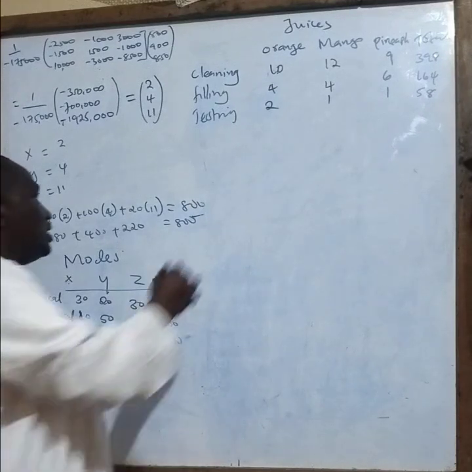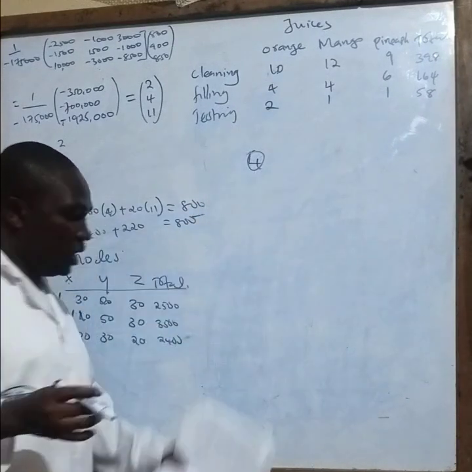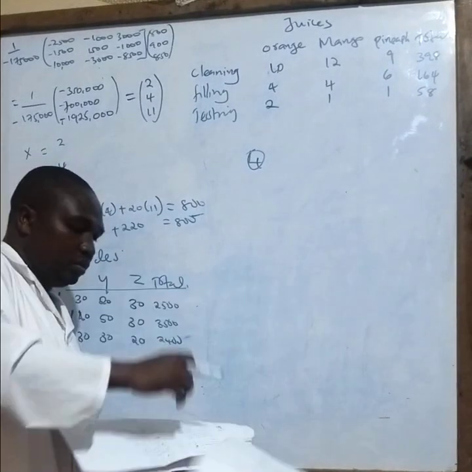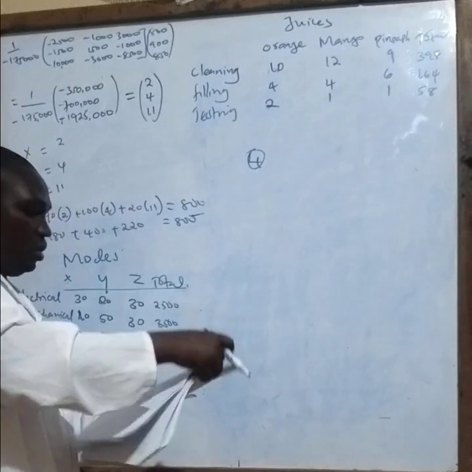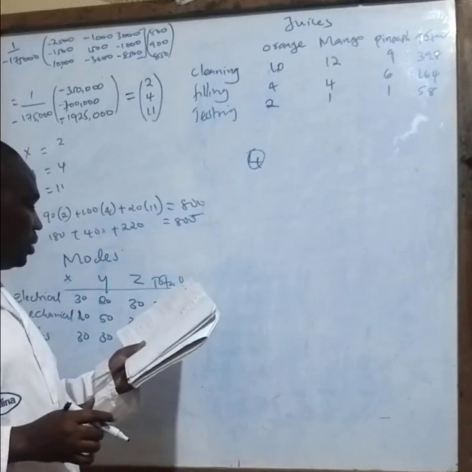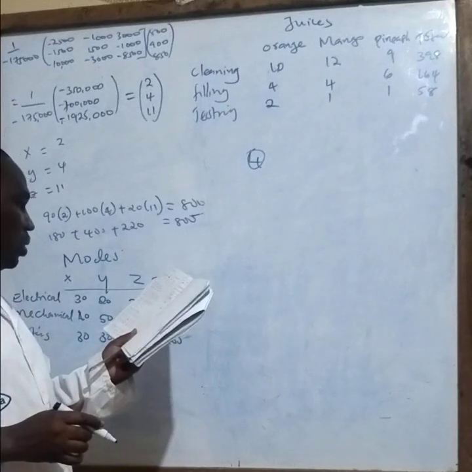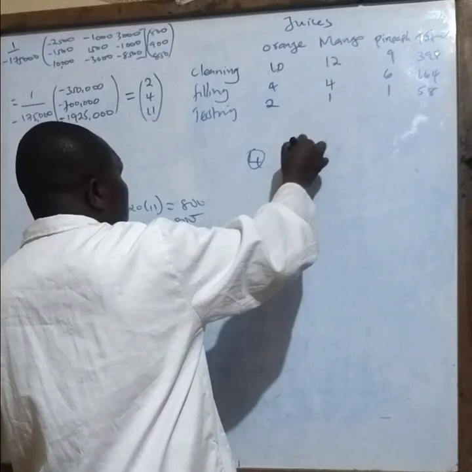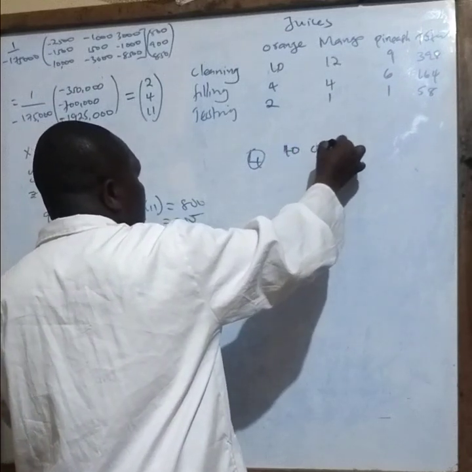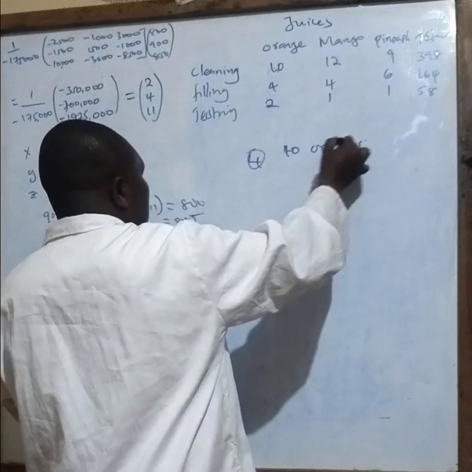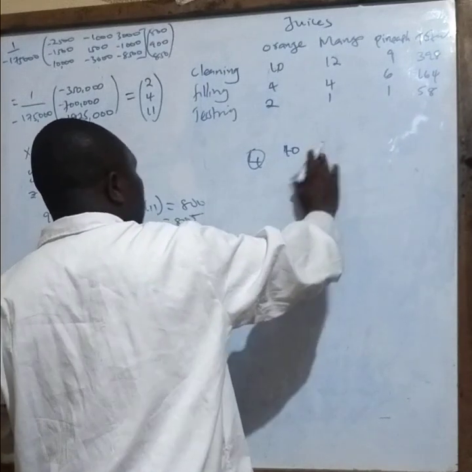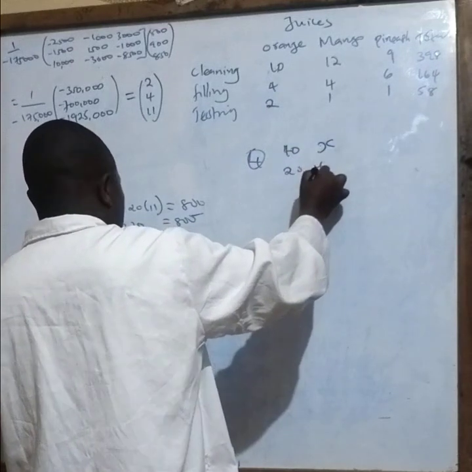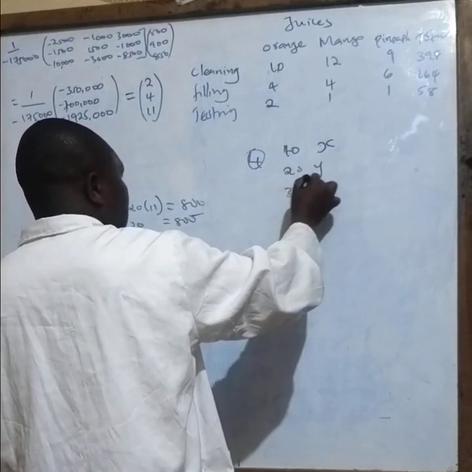These are expected answers. For question 4, you are supposed to obtain the values as follows: 40 for X, then we have 20 for Y, and 30 for Z.